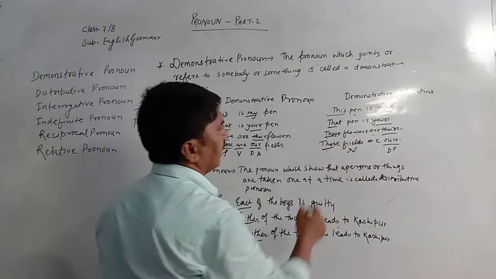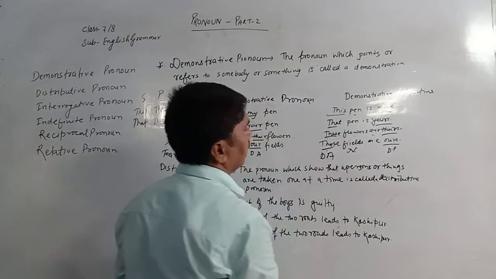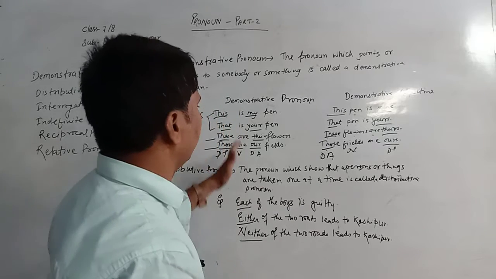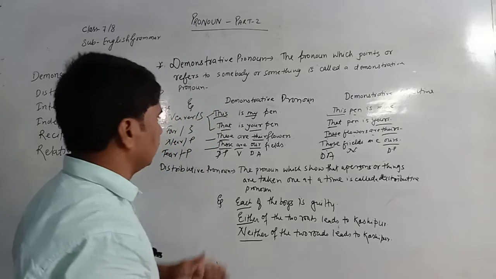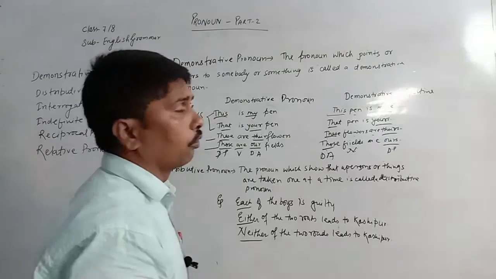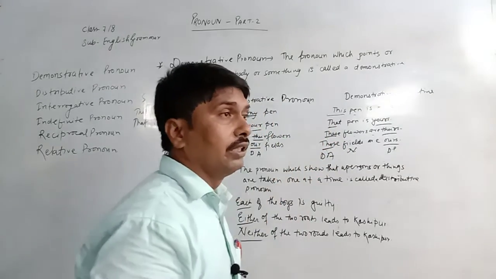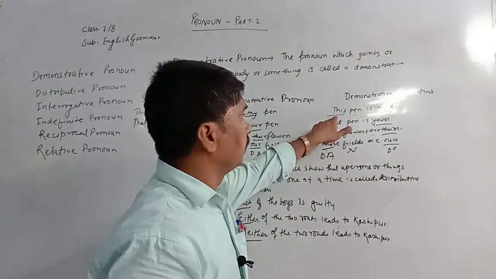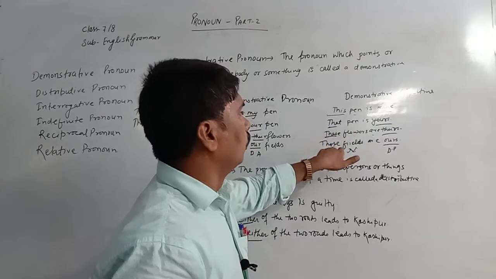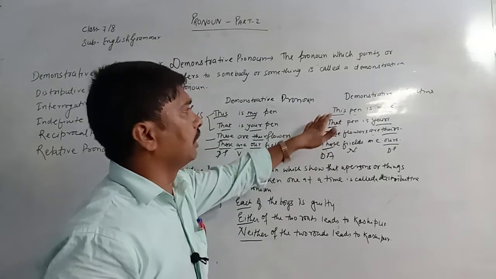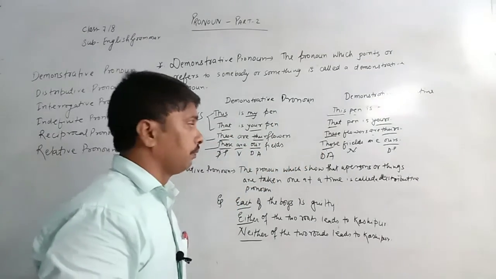Whenever there is a noun after this, that, these, those, then you will call it a demonstrative adjective. But when there is a verb after it, and before it there is this, that, these, those, that is called demonstrative pronoun. Because an adjective qualifies a noun or pronoun. So this is qualifying pen, that is qualifying pen, these flowers, those fields. In this way, this is demonstrative adjective and this is demonstrative pronoun.